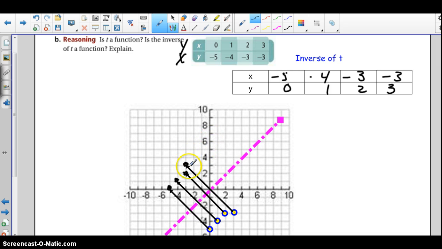Let's see if it passes the vertical line test. This first one passes the vertical line test. They do not cross the vertical line twice. Passes the vertical line test, passes the vertical line test, now fails the vertical line test. So this inverse, not a function.